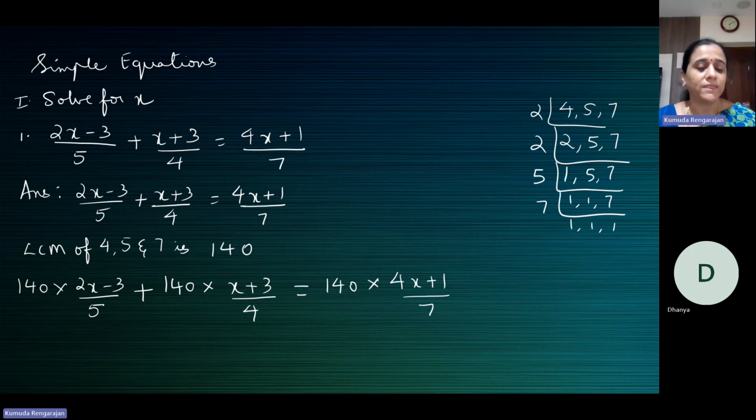Now, 5 ones are 5. Just take away 5 from here. You're dividing 140 by 5, right? So take away 5 from here. 7 2s are 14, 14 2s are 28. So it will be 28 times. 5 into 28 is 140.